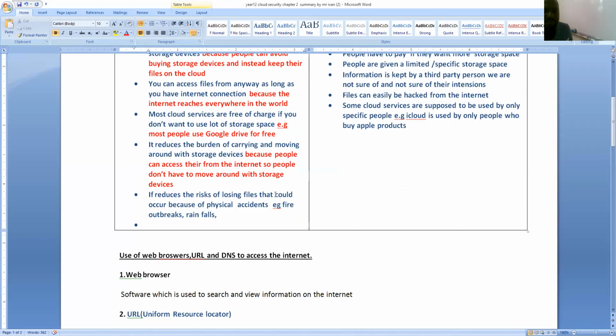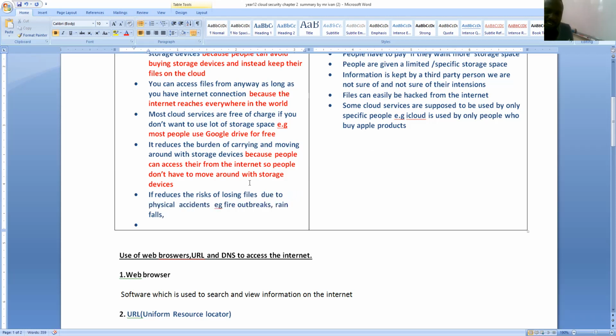Because of what? It reduces the risk of losing files because of physical accidents. The risk of losing files due to physical accidents.